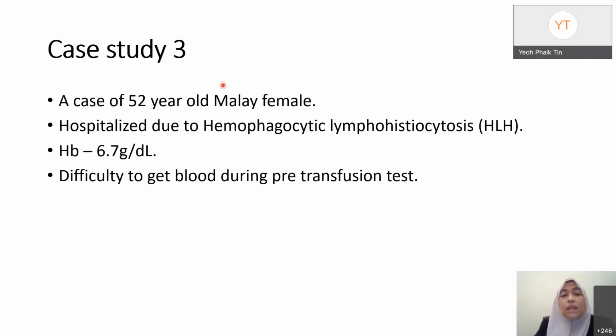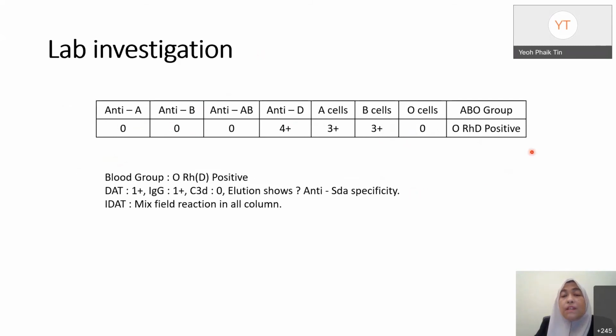Okay, now we go to case study 3. A case of a 52-year-old Malay female hospitalized due to hemophagocytic lymphohistiocytosis, HLH, with Hb 6.7, difficulty to get blood during pre-transfusion testing. That's why they referred to us. From the lab investigation, it showed that this patient has O RHD positive blood group, direct antiglobulin test 1+, and with further investigation with the monospecific, it showed IgG 1+, complement negative.